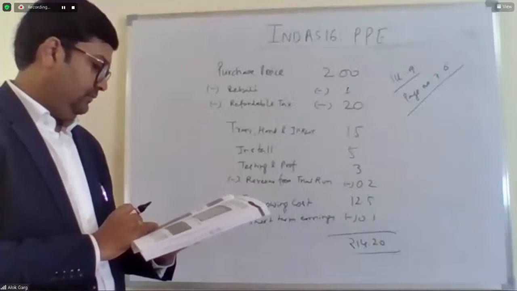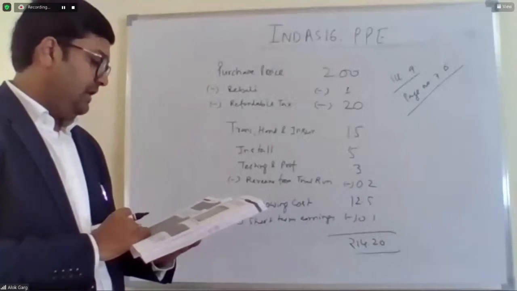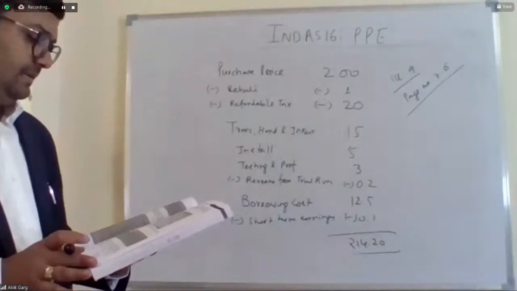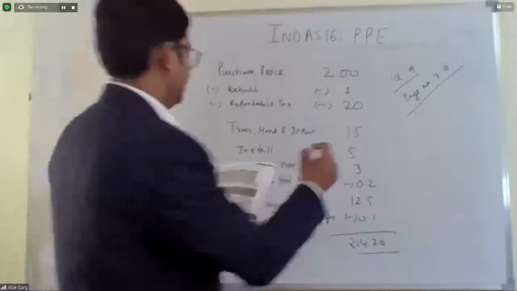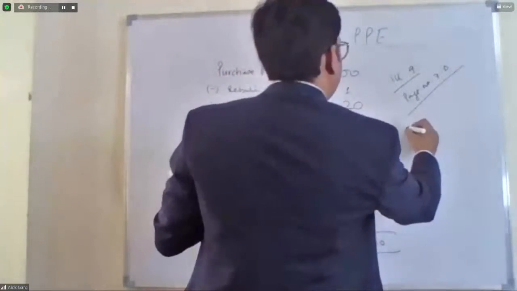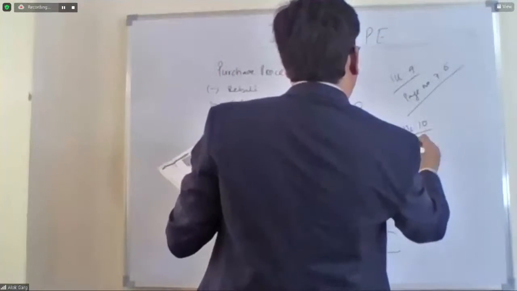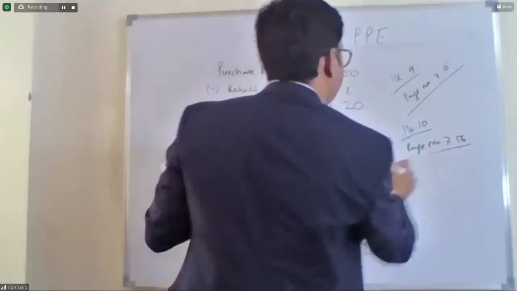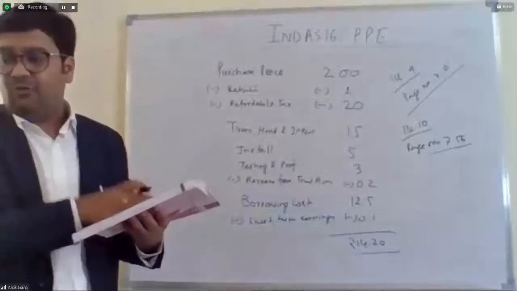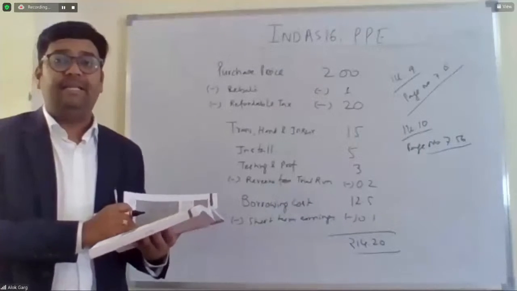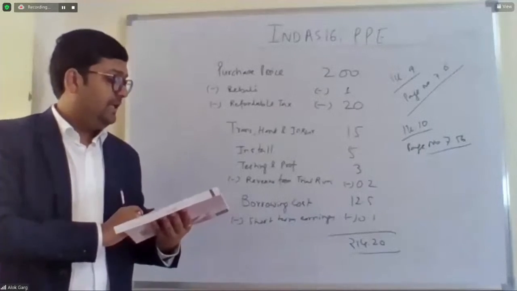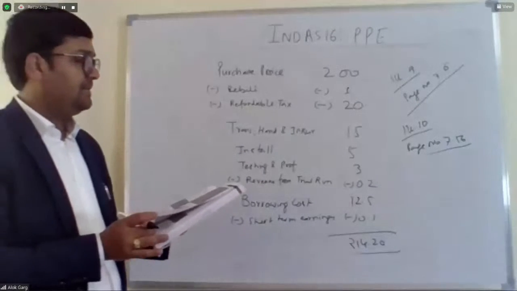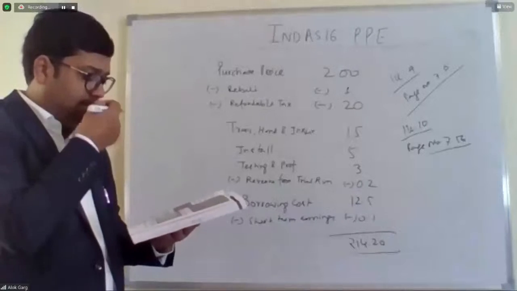Then you have to do illustration number 10 at page number 7.56. Please write down the homework. Illustration number 9, page number 7.54. Illustration number 10, sorry, page number 7.55. Illustration number 10, page number 7.56.